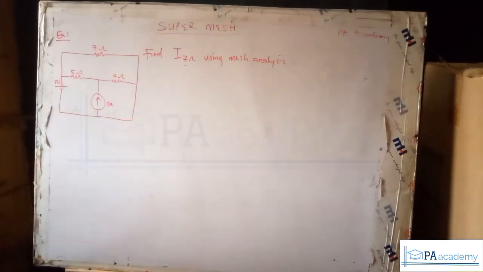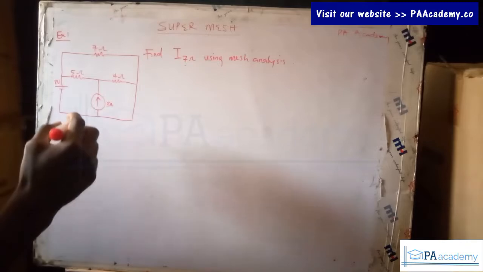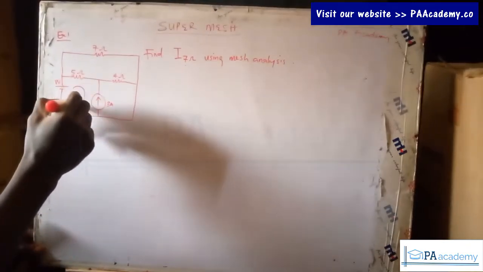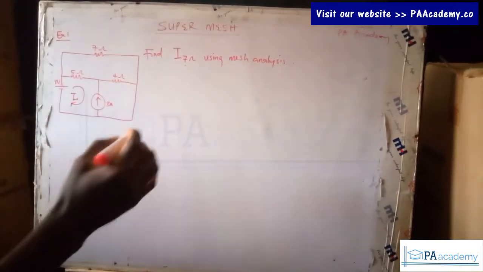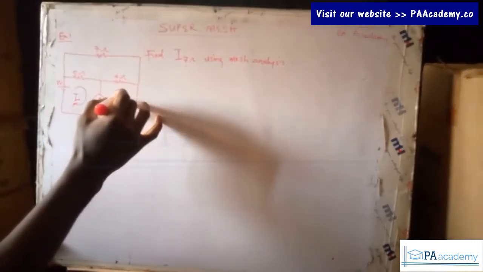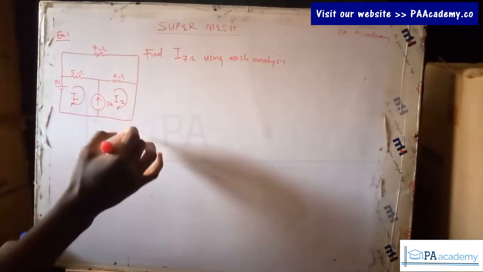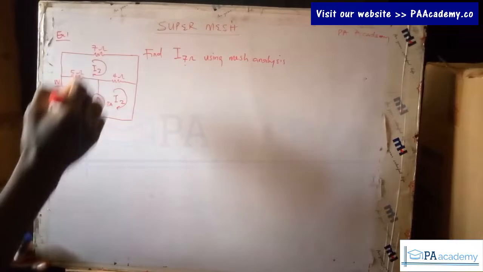The first thing you have to do is look at our diagram and pick our current direction. So let's pick a clockwise direction for this particular mesh. Let's call this I1. If you follow my videos, you notice I do use a clockwise direction, but you can decide to use anti-clockwise, you still get the same answer. And this is I2, and then for this particular one let's take I3.